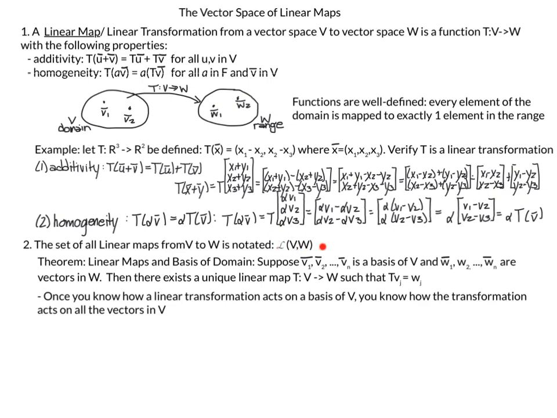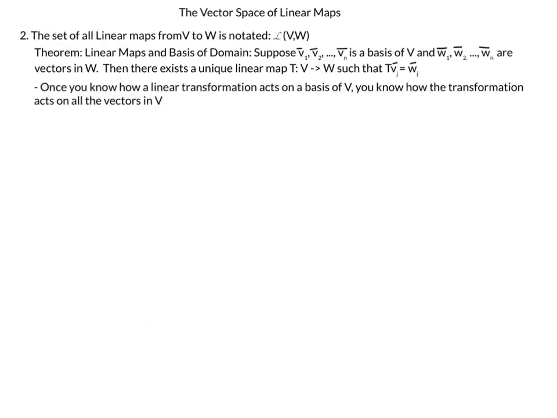So we just talked about our set of linear maps from vector space V to W. We have this theorem here that says linear maps and bases of domain. It says suppose V1, V2 up to Vn is a basis of V, and W1, W2 up to Wn are vectors in W. Then there exists a unique linear map T that goes from V to W such that T of Vj is equal to Wj. And somewhat related, and we're going to do an example of this, is the fact that once you know how a linear transformation acts on a basis of V, you know how the transformation acts on all the vectors in V. We will do an example, and for your reference, I put the theorem here.